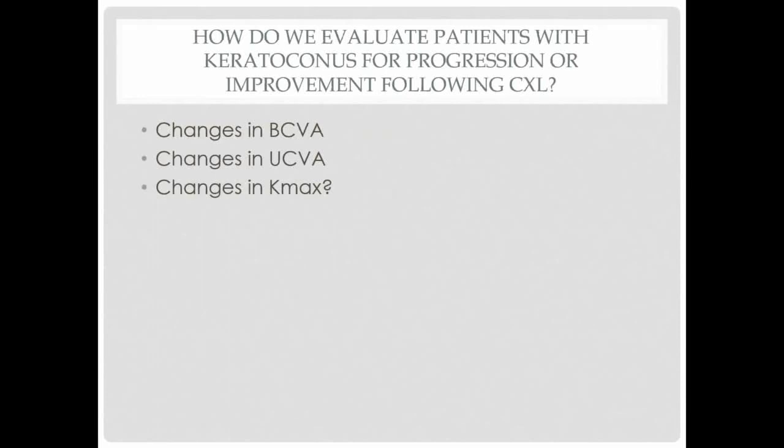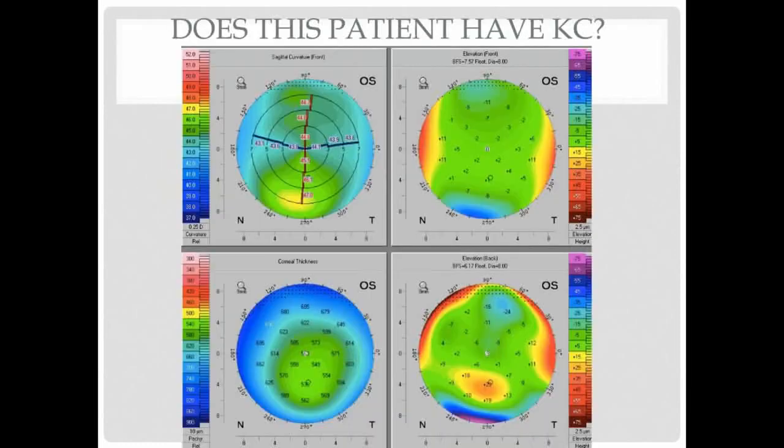So how do we evaluate patients with keratoconus to see if they progress or if they have improvement? So I like to look at really 3 parameters. I like to look at the best corrected visual acuity changes, the uncorrected visual acuity changes, and the Kmax changes. These are 3 useful quantitative numbers we can look at. I do think that the difference maps provide the most information, but it's hard to quantify difference maps. So these are at least 3 different parameters that we use in our outcome analysis.